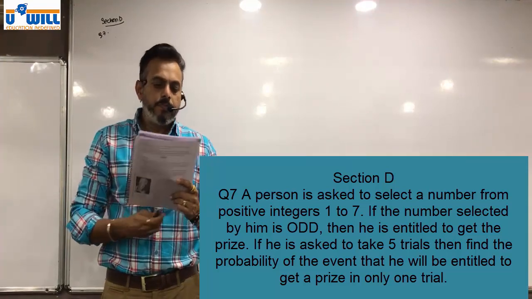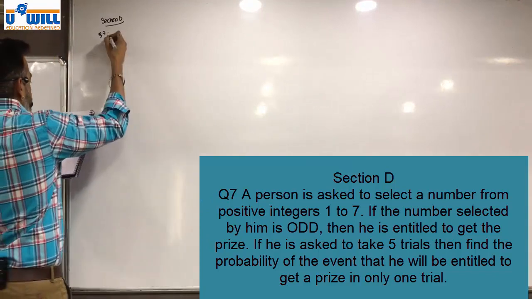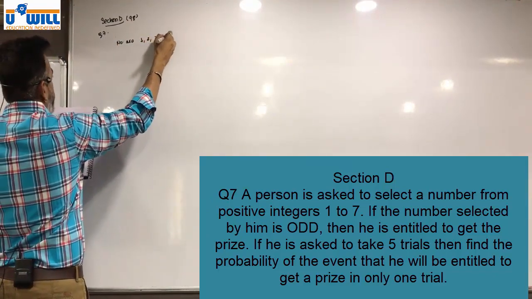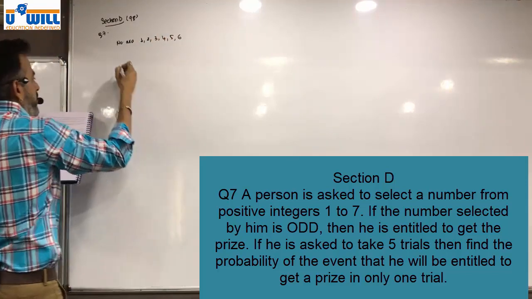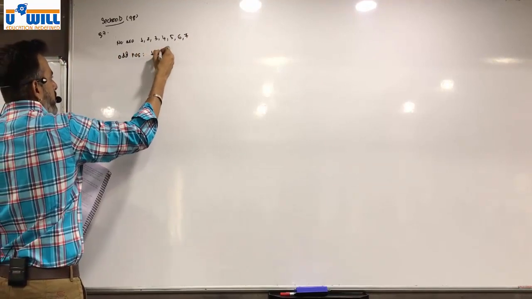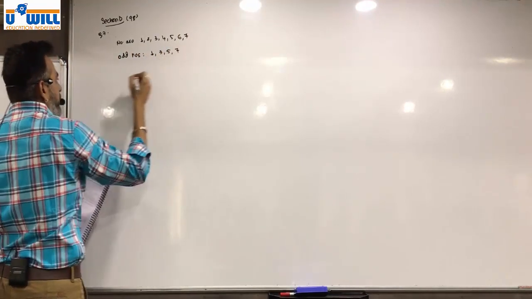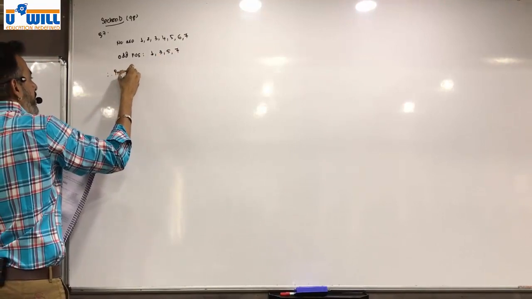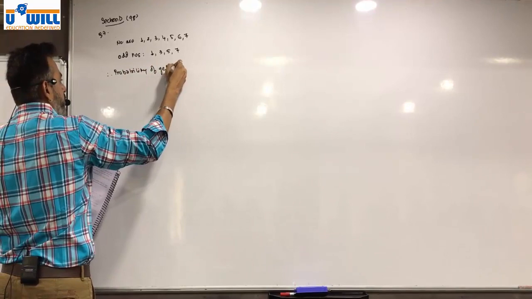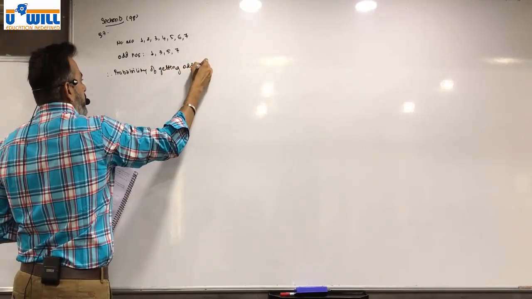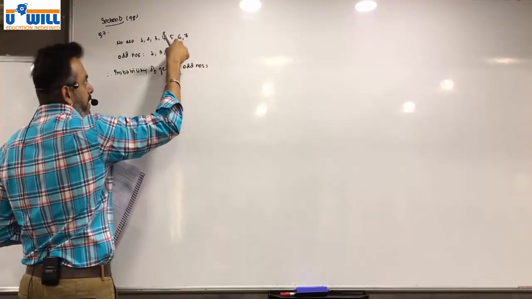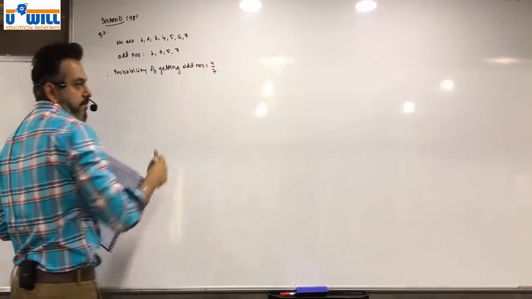Now, what are the numbers given? Numbers are 1, 2, 3, 4, 5, 6 and 7. Odd numbers: 1, 3, 5 and 7. Therefore, probability of getting odd numbers is equal to 4 divided by 7.